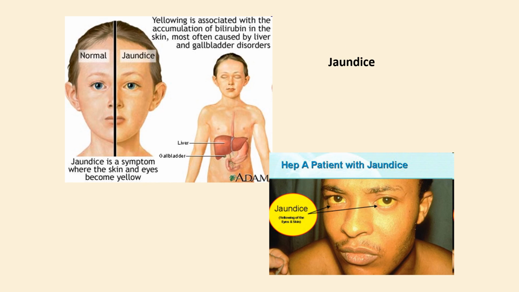Jaundice is described as a yellowish tinge to the skin, to the nail beds, to the eyes. And jaundice is a clinical indicator of the accumulation of bilirubin in the blood. So normally there is bilirubin in our blood. It's always being added to our blood as hemoglobin is being broken down. Bilirubin is a breakdown product of hemoglobin.